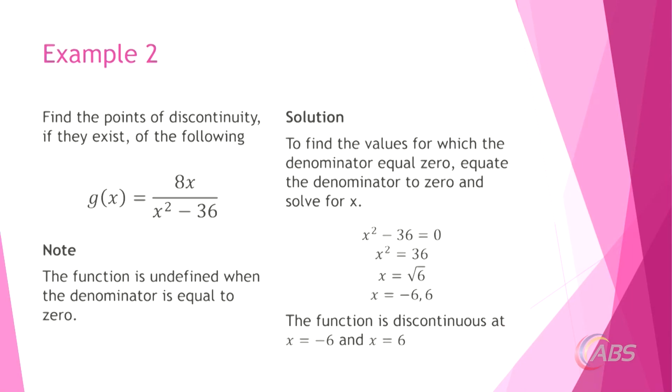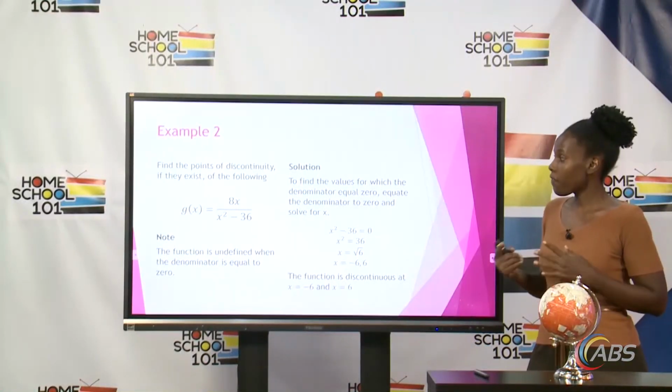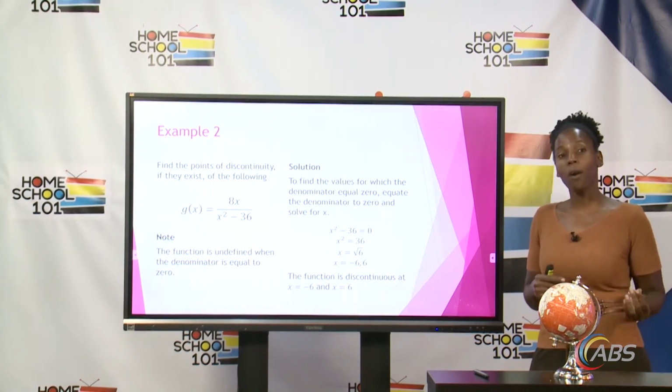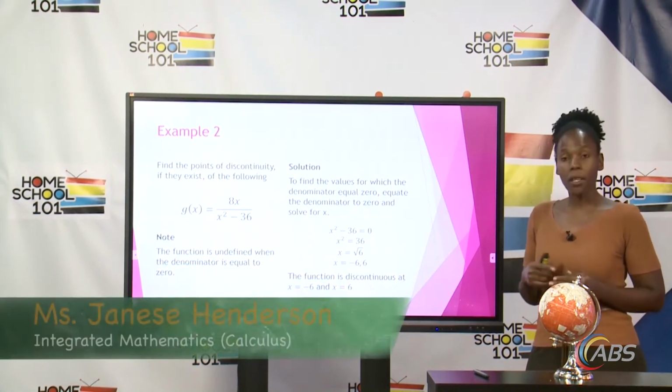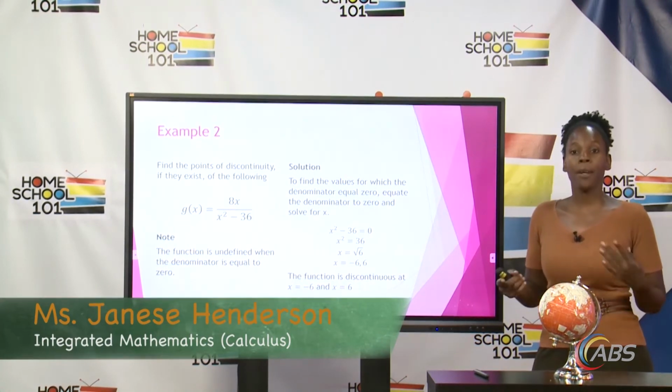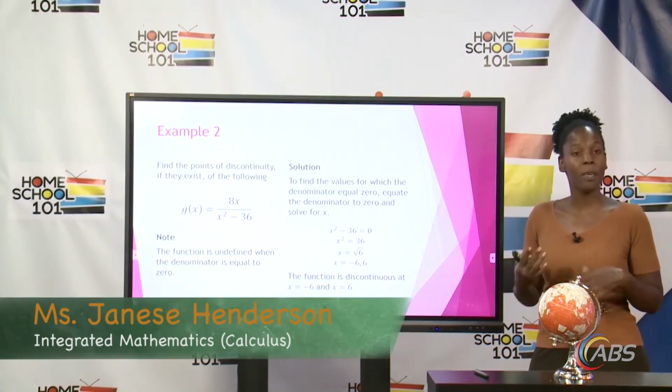Another example, it states find the points of discontinuity if they exist of the following. So we're given g of x is equal to 8x divided by x squared minus 36. So we know that in order to find the points of discontinuity, what we would need to do is to find what values of x, when substituted, would result in 0 in the denominator. Because we know we can't divide by 0, it would be undefined.